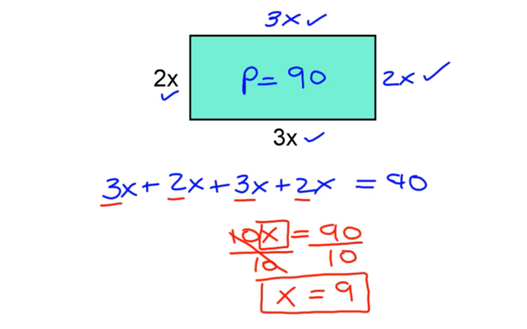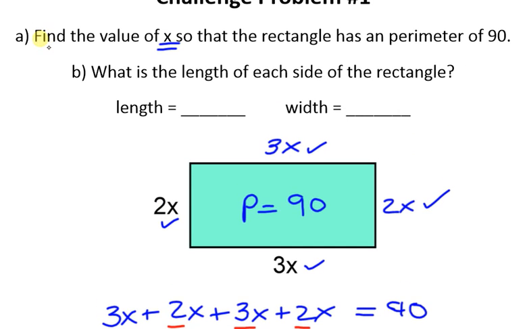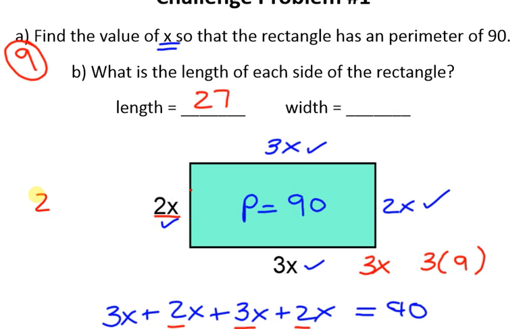Excellent job. Now that's what x equals. So x equals 9. But then part B wants to know, what is the length of the rectangle? Well, this is the width, this is the length, and the length is 3x. But I know what x is now. It's 9. So what is 3 times 9? 27. What's the width? This is the width, 2x. But I know what x is now. So 2 times 9, and that is 18.